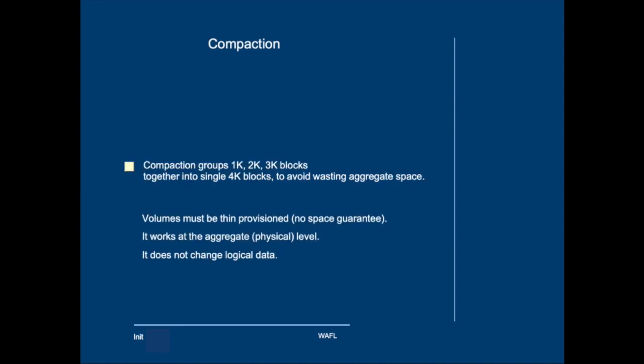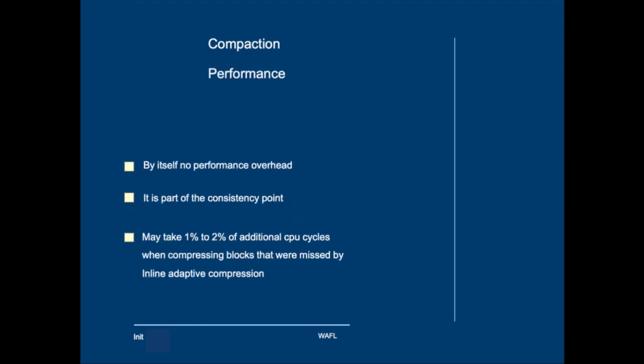Basically what it does is it will try to group blocks that are smaller than 4 kilobytes together into single 4K blocks so as to save space. For compaction to work, the volume should be thin provisioned. It works at the aggregate level, and compaction does not change logical data. So it simply saves space at the physical level. By itself, compaction generates no performance overhead.